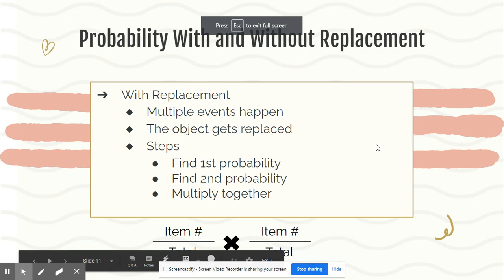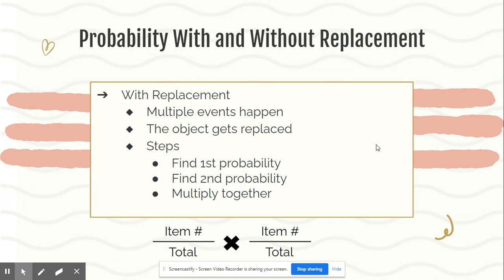Okay, guys, so today we're going to be talking about probability some more, but we're going to be talking about it with and without replacement. So that means when I draw, this is going to be some compound events. More than one event is going to be happening now.